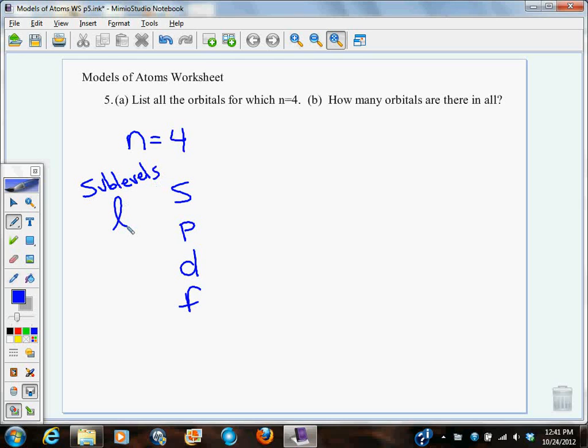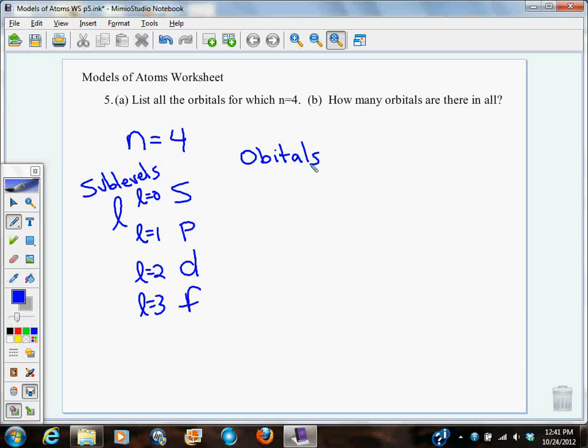And this really represents L equals 0, L equals 1, L equals 2, and L equals 3. For the fourth energy level, those are allowable numbers for L, and we call them S, P, D, F. Now, we need to actually get how many orbitals there are, or which orbitals are allowed.